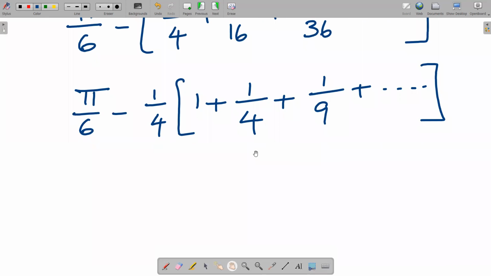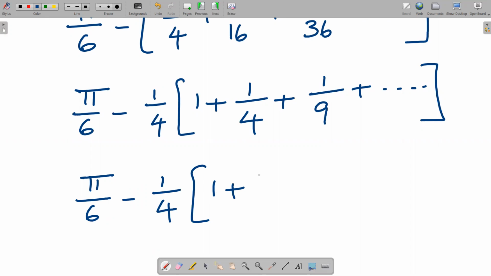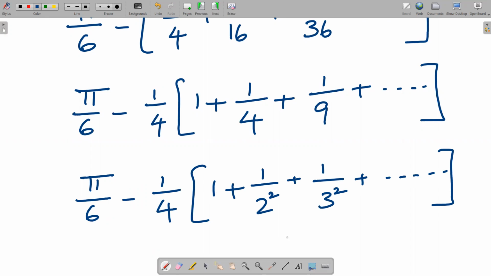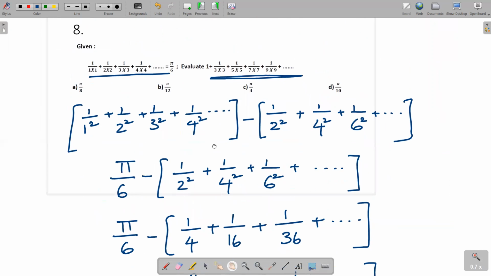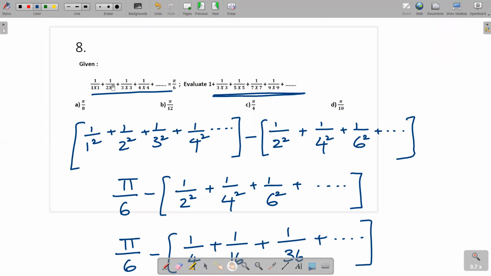And very interesting to see that this is nothing but pi by 6 minus 1 by 4 into 1 plus 1 by 2 square plus 1 by 3 square plus etc. It goes like that. Now, you know what is the value that I have written here. That is this 1 by 1 plus 1 by 2 square plus 1 by 3 square plus etc. You very well know what is that value because we have already seen that. Okay, because this value is nothing but pi by 6. 1 by 1 square plus 1 by 2 square plus 1 by 3 square. As you can see here, this value is equal to pi by 6.